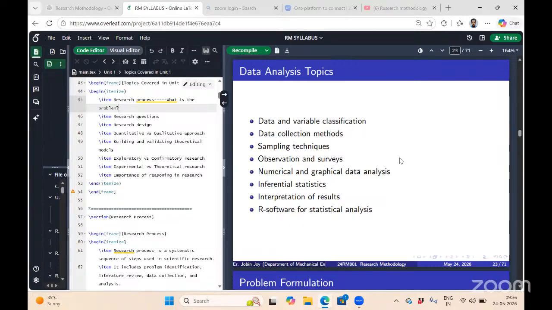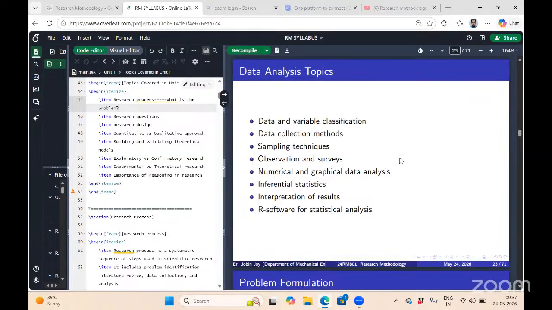Analyzing the data numerically using different calculations, or analyzing the data with the help of graphs such as bar chart, pie chart, histogram, scatter plot analysis is what is called numerical and graphical data analysis.